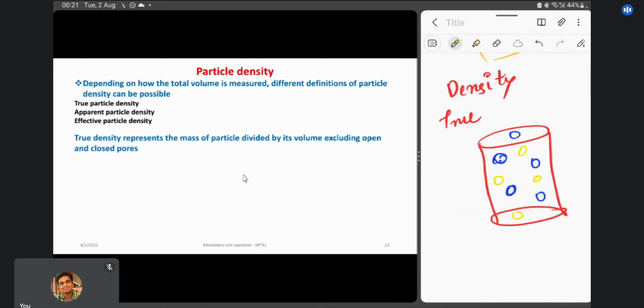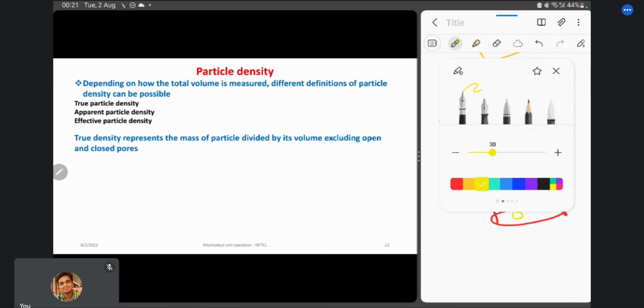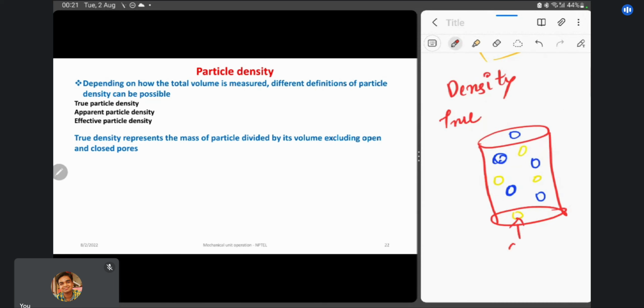So true density represents the mass of the particle divided by its volume, excluding open and closed pores. Here you can say that this yellow one is the closed pores, and this blue one is the open pores. When we are not considering the open and closed pores, then the density is the true density. It is the actual density of the material.